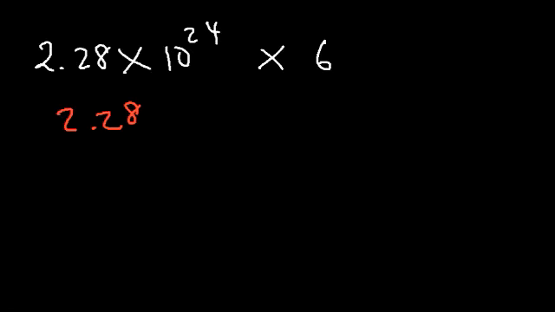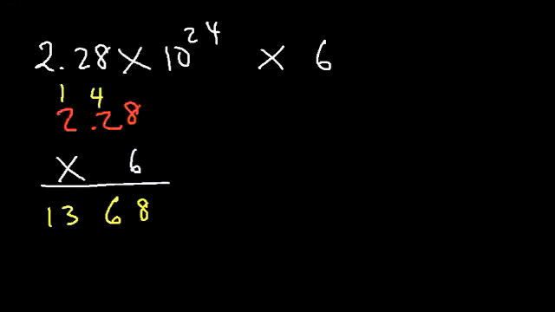So what is 2.28 times 10 to the 24 multiplied by 6? So let's multiply it by hand. 2.28 times 6. 8 times 6 is 48. And 2 times 6 is 12, plus 4 is 16. And then carry the 1. 2 times 6 is 12, plus 1 is 13. So we should get 13.68. So this is 13.68 times 10 to the 24.